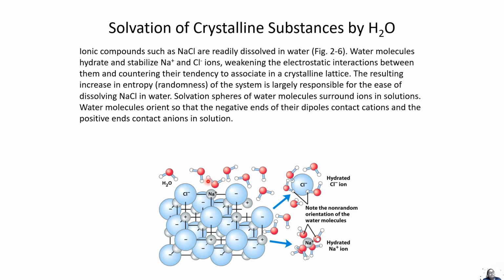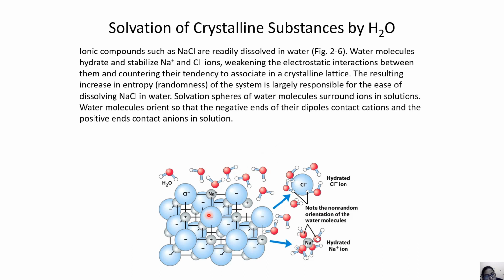Now again, ionic compounds such as sodium chloride are readily dissolved in water. Water molecules can hydrate and stabilize the Na+ and Cl- ions. If you can see over here, they basically weaken the electrostatic interactions between them, countering the tendency to associate in a crystalline lattice. The resulting increase in entropy of the system is largely responsible for the ease of dissolving NaCl in water.